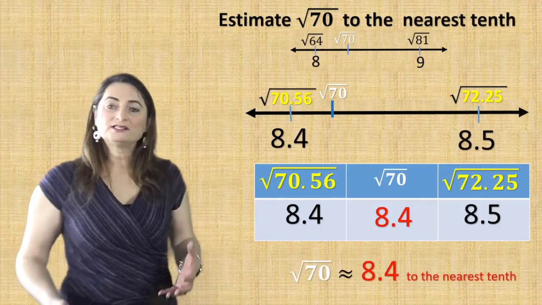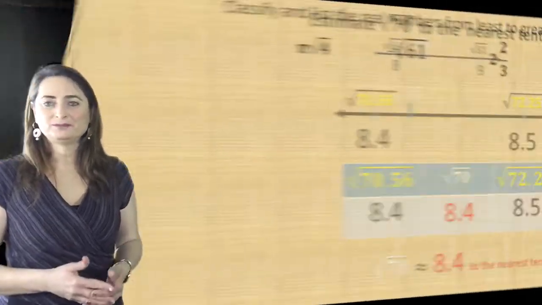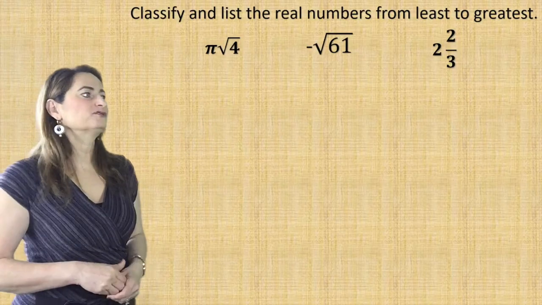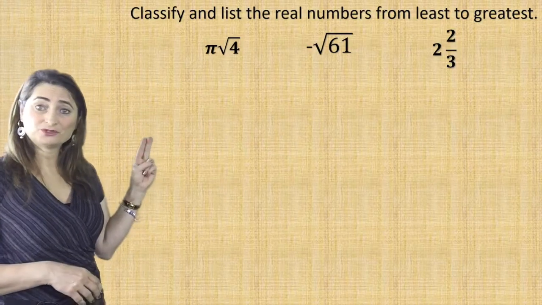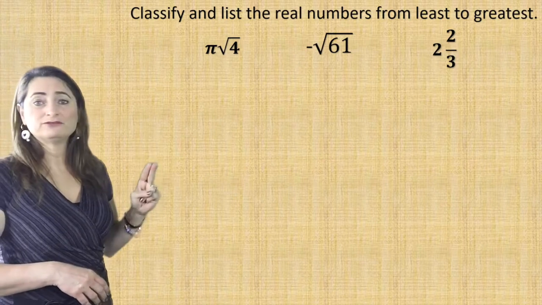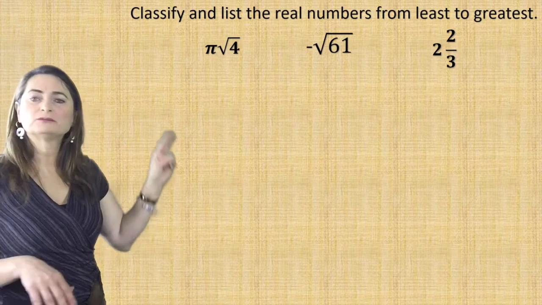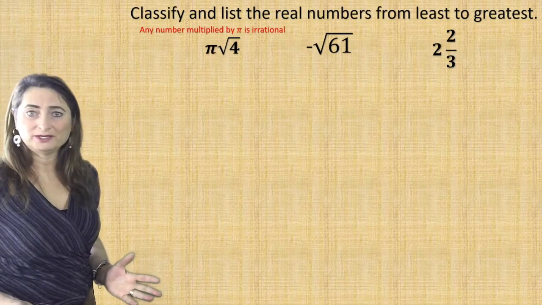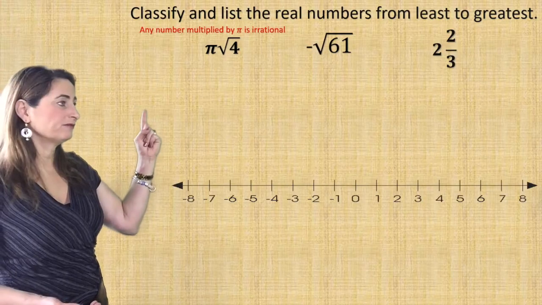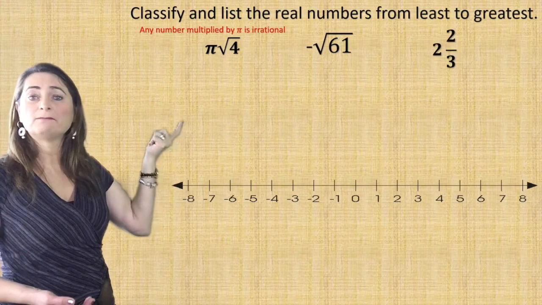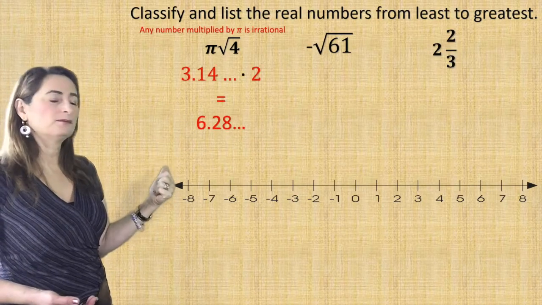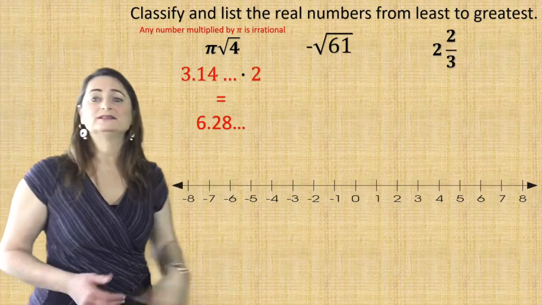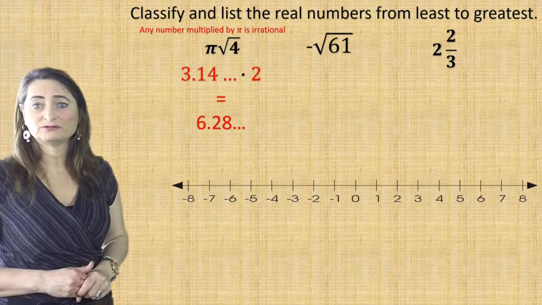Now that we know how to classify and evaluate numbers, let's answer this question. Classify and list the real numbers from least to greatest. The first one is pi times the square root of 4. Right away, this is an irrational number because you have pi. But for me to put it on a number line, I need to evaluate. Pi is 3.14. The square root of 4 is 2. Multiply them, you get 6.28. Now look at the number line to 6.28 and put pi times the square root of 4.